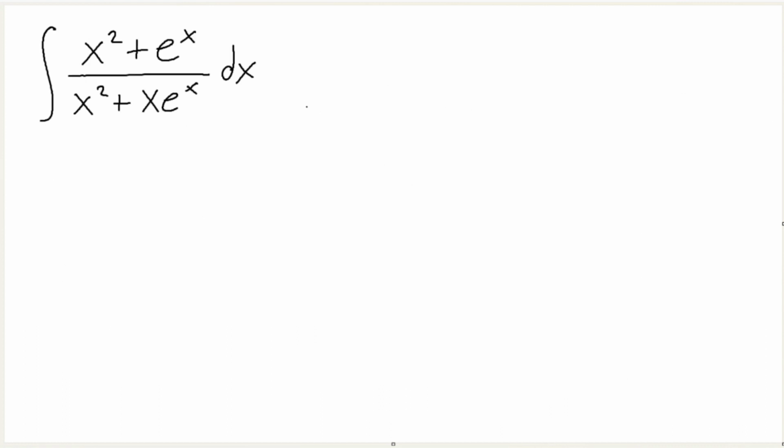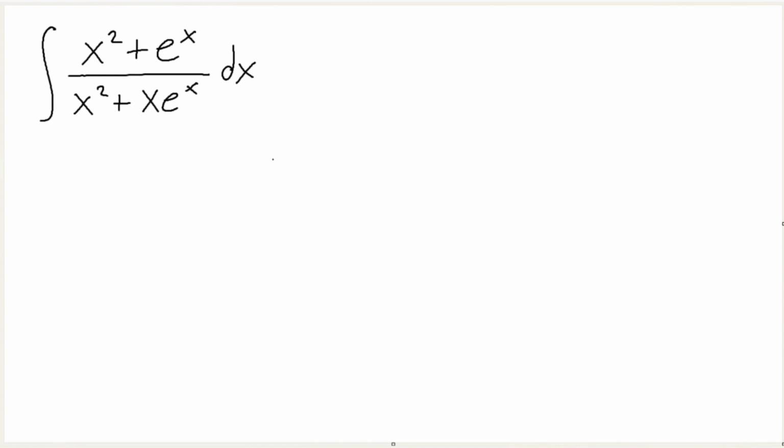A bunch of x squares and a bunch of e to the x's. Again, it's a little suspicious. A little suspicious here. So, if I divide by x, I'll end up getting e to the x over x on top, which makes no sense at all. So we will not be doing that.